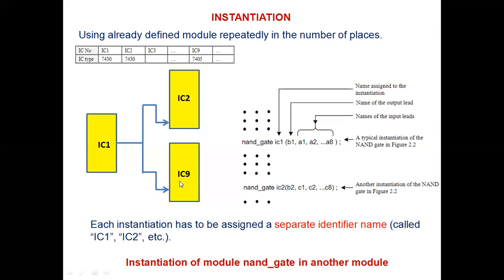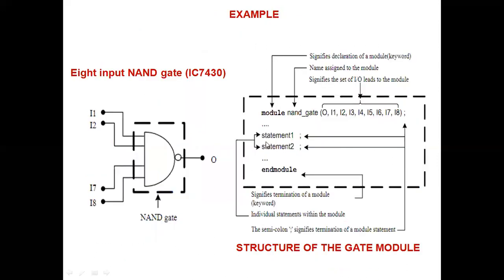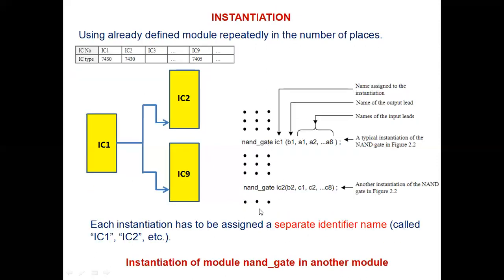Now what about IC9? How to define the module for IC9? This you have to define on your own, because we have not defined IC9 in the earlier case. That means here we have to define the module for IC9. Is it clear?